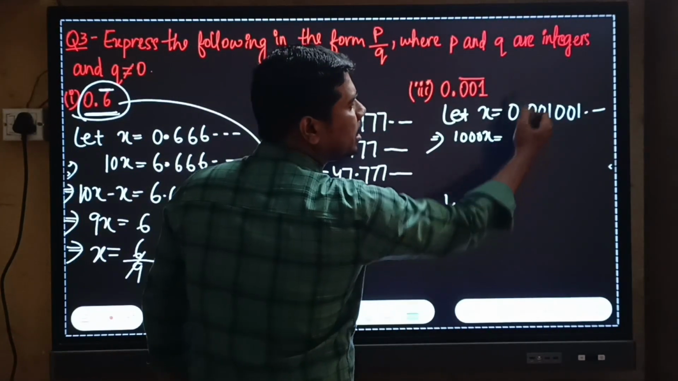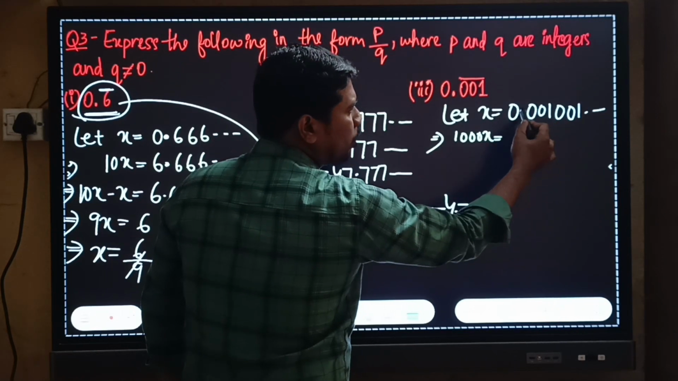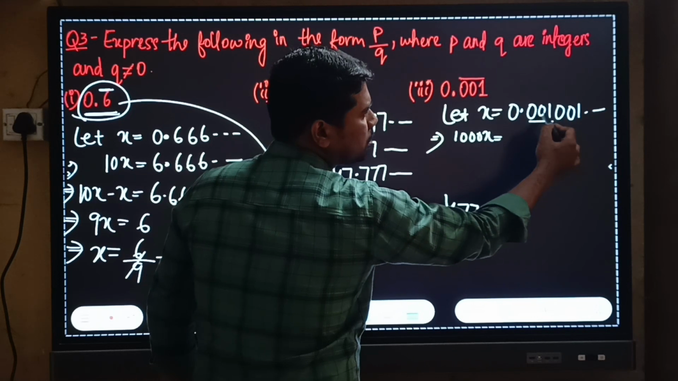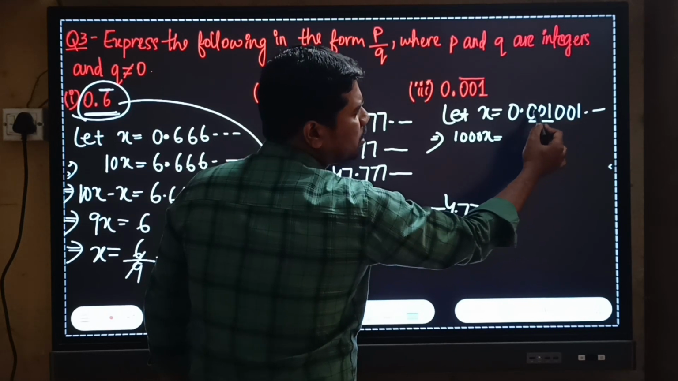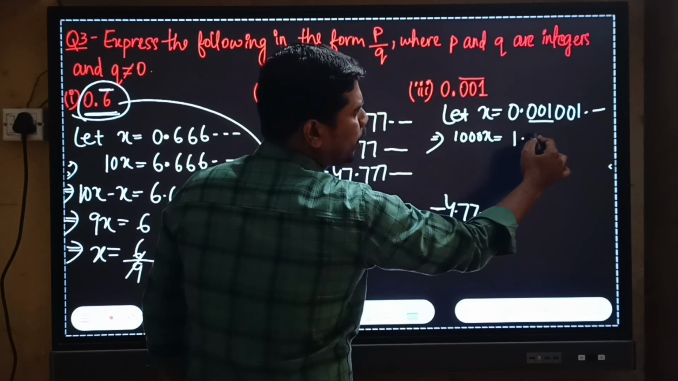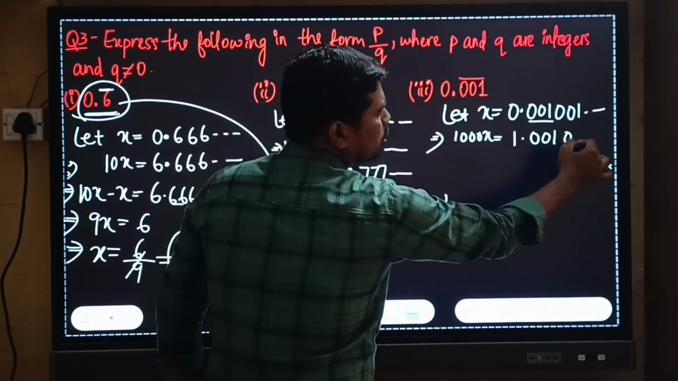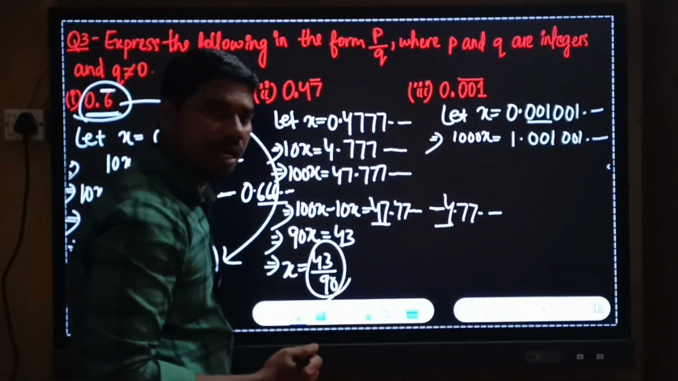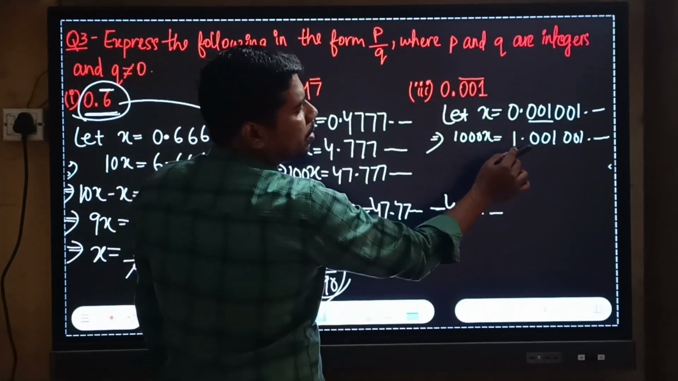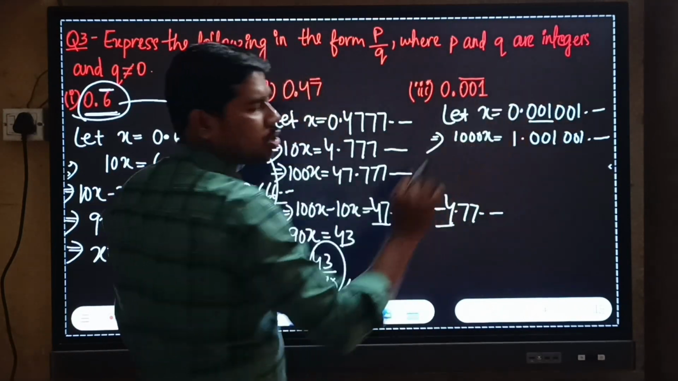1000x will be what? 3 digits it will change. So the point changes to the right side by 3 digits. The result will be 1.001001 like this. Okay. The point changes 3 digits to the right side. Now after the point here is 001, here is after the point 001.